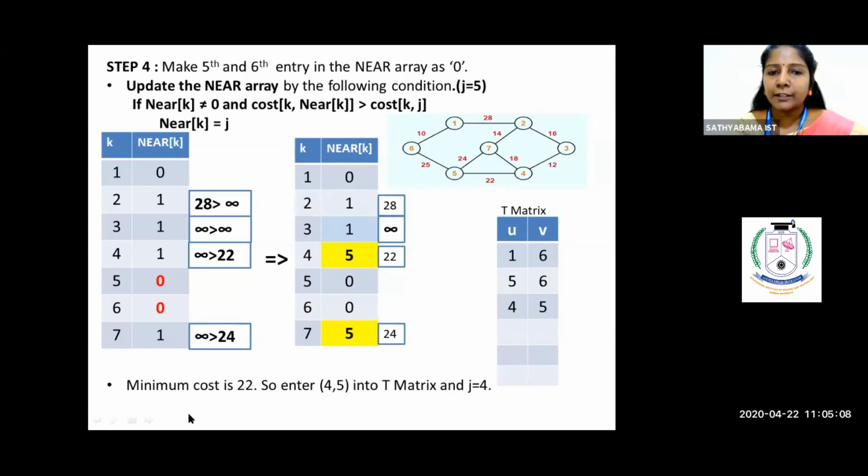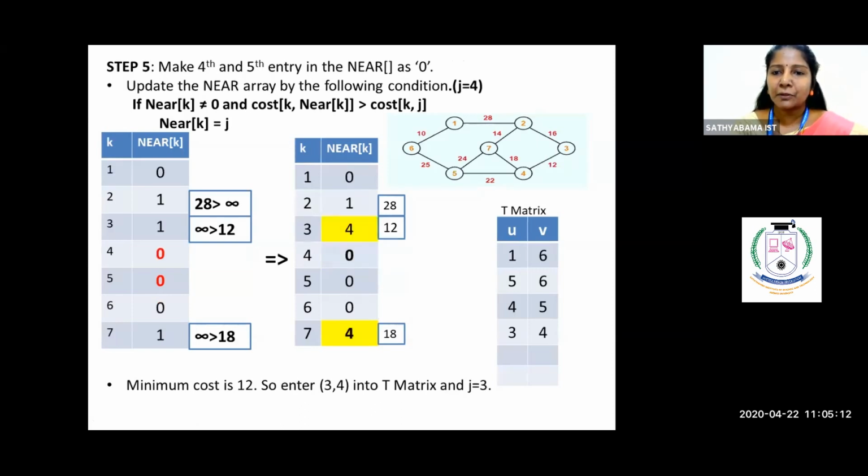So the J value is equal to 4. Now the same steps we are going to follow in the further iterations. Make the 4th and 5th entry in the near array as 0. Why? Because the last inserted edge into the T matrix is 4, 5. That's why we are making the 4th and 5th entry in the near array as 0.